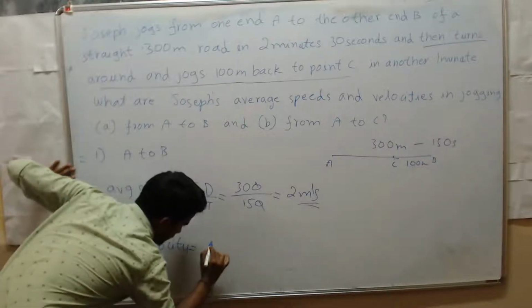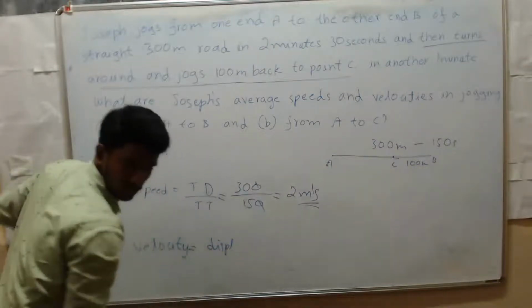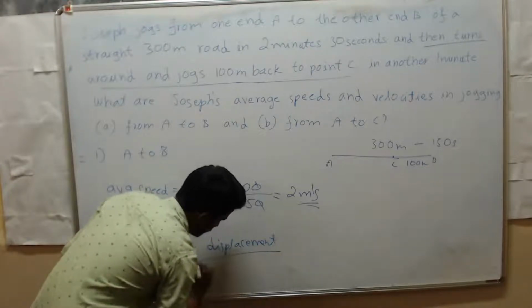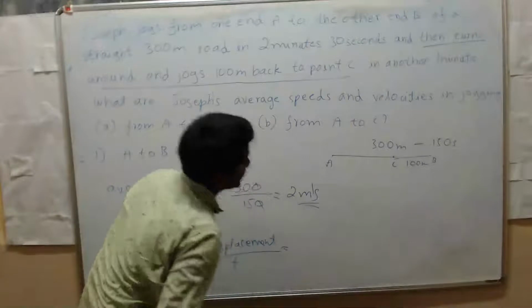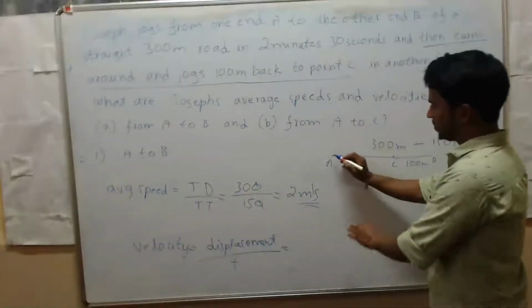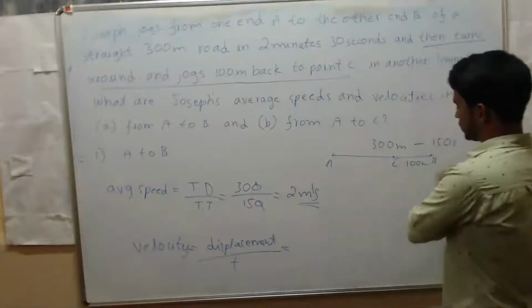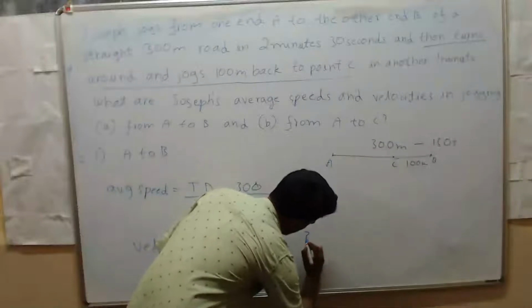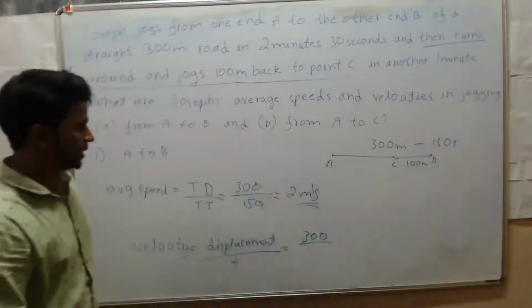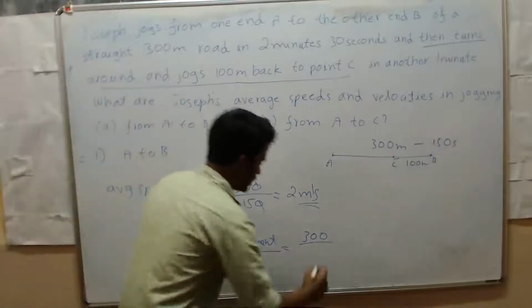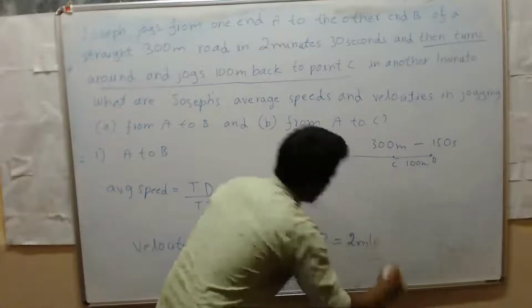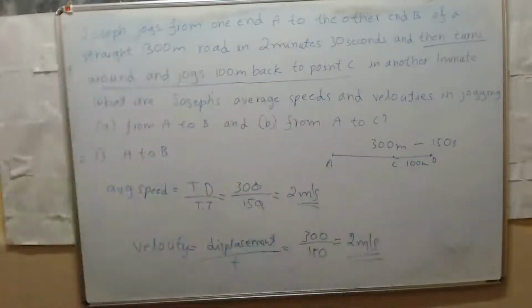Velocity is equal to displacement divided by time taken. So what is the displacement? Starting point is A and ending point is B. What is the shortest distance? Shortest distance is 300 meter. Then what is the time taken? Time taken is also the same, right? That is 150. So the answer is 2 meter per second. Clear? The answer is 2 meter per second.